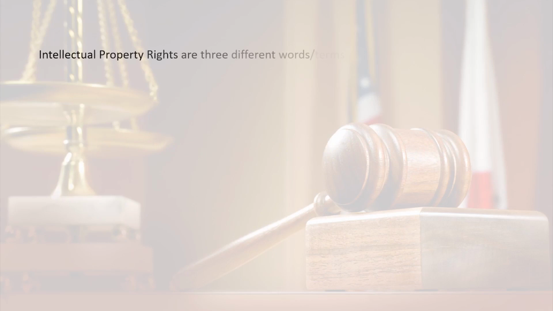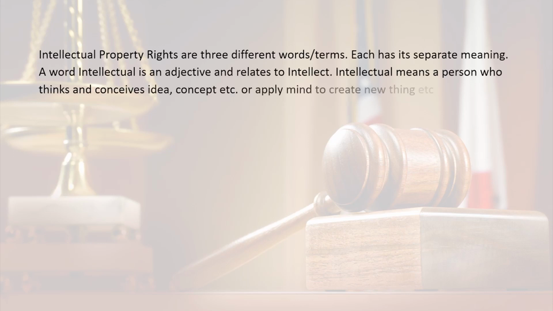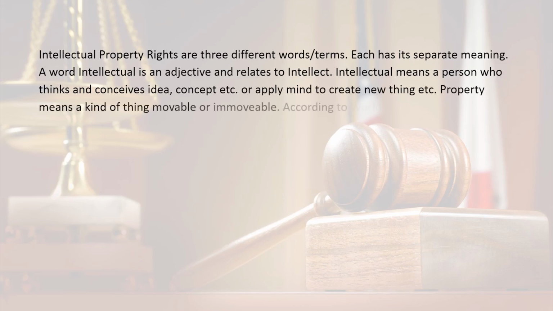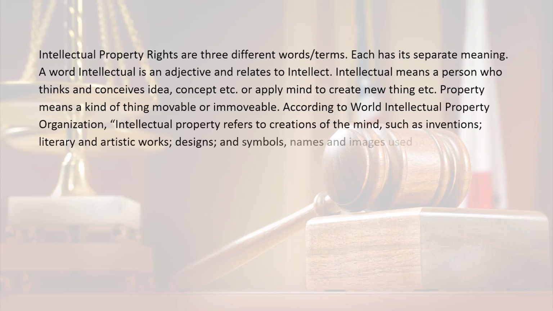Intellectual property rights are 3 different words/terms. Each has its separate meaning. The word intellectual is an adjective and relates to intellect. Intellectual means a person who thinks and conceives ideas, concepts, etc., or applies the mind to create new things. Property means a kind of thing, movable or immovable. According to the World Intellectual Property Organization, intellectual property refers to creations of the mind, such as inventions, literary and artistic works, designs, and symbols, names, and images used in commerce.